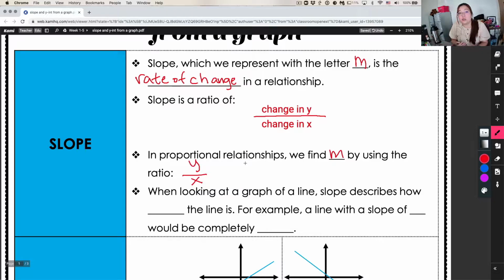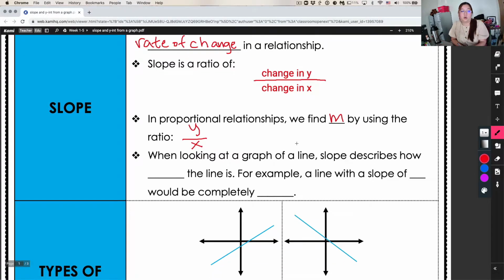Remember how when we did the tables, no matter which point we picked, if it's proportional, all the m's should be the same. So same thing here. Okay, so that's only for proportional relationships. And a lot of what we're going to do, starting today, are going to be non-proportional relationships.